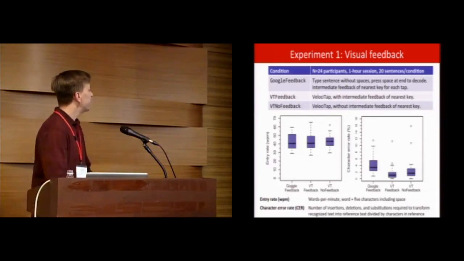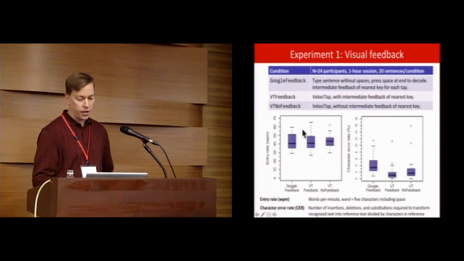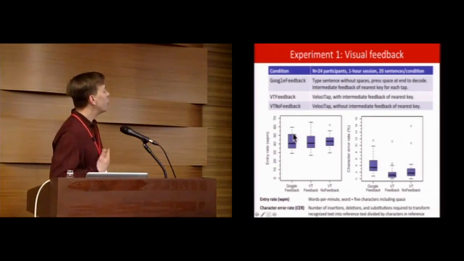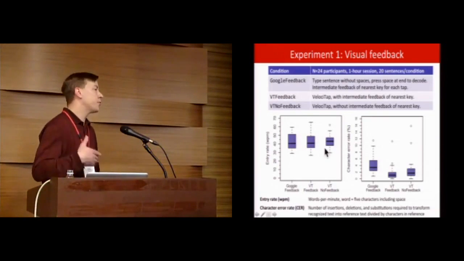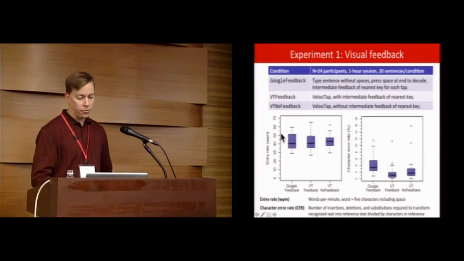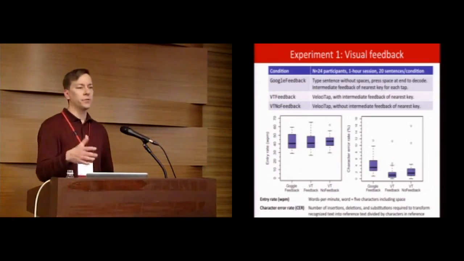Okay, here are the results. Entry rate on the left, error rate on the right. So entry rate was actually similar and quick across all conditions. While the no feedback condition, this one on the right, our theory was this would be faster. It was slightly faster, but not significantly so. Okay, and so in the remainder of the experiments, we're going to stick with it, because subjectively users, some of them like no feedback, some like feedback. It was kind of mixed.